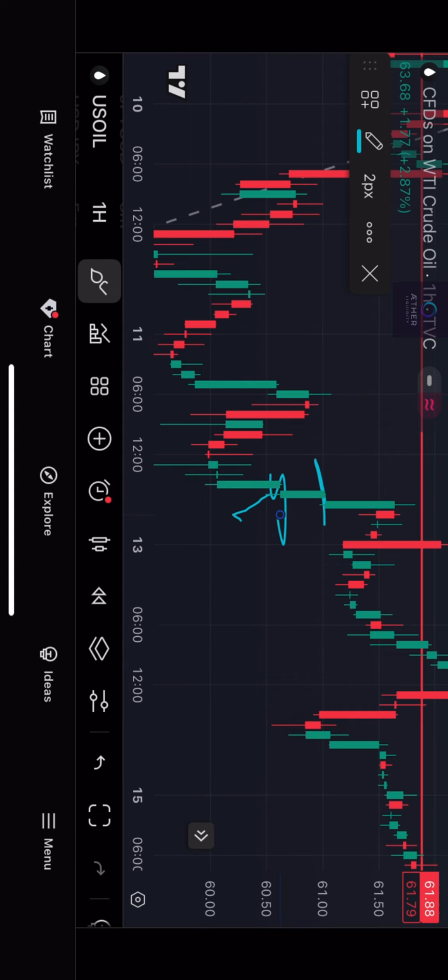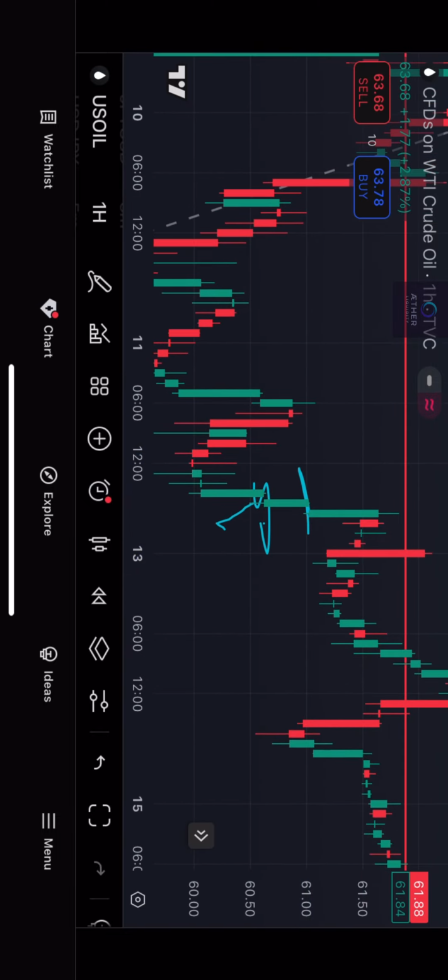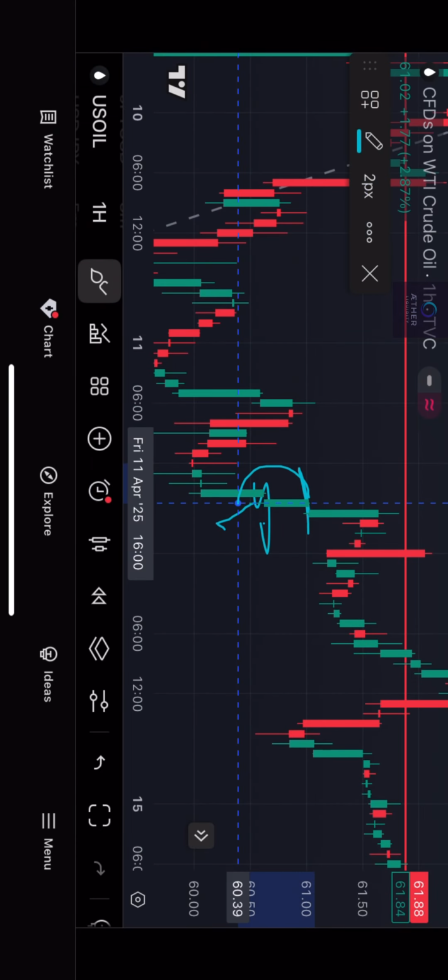Pro tip. Don't just enter blindly after spotting an FVG. Wait for the retracement into the gap. And that's where you can plan your entry.